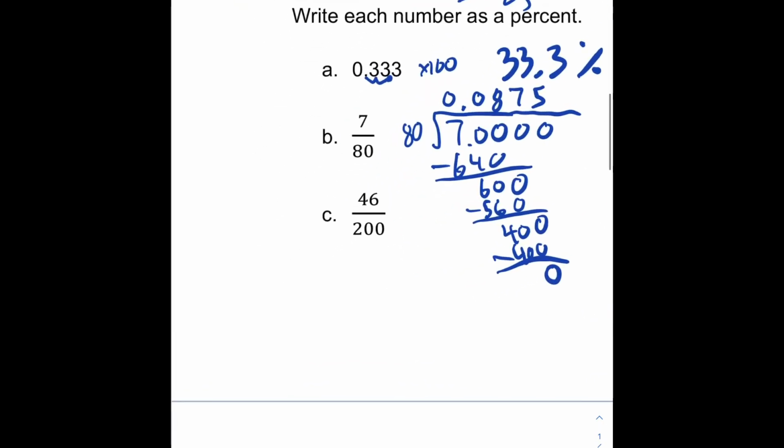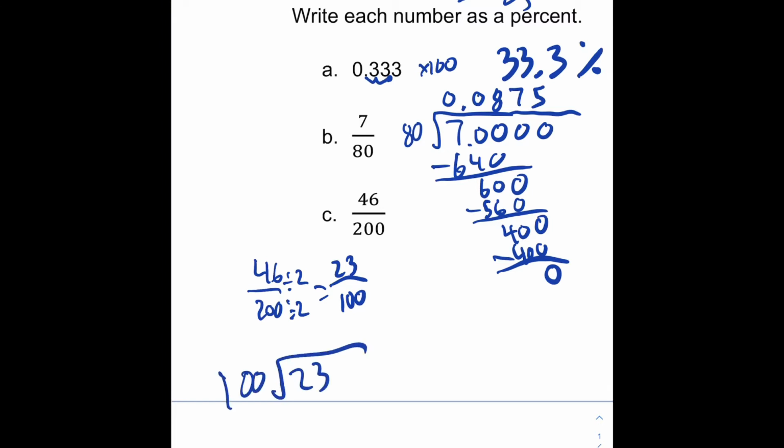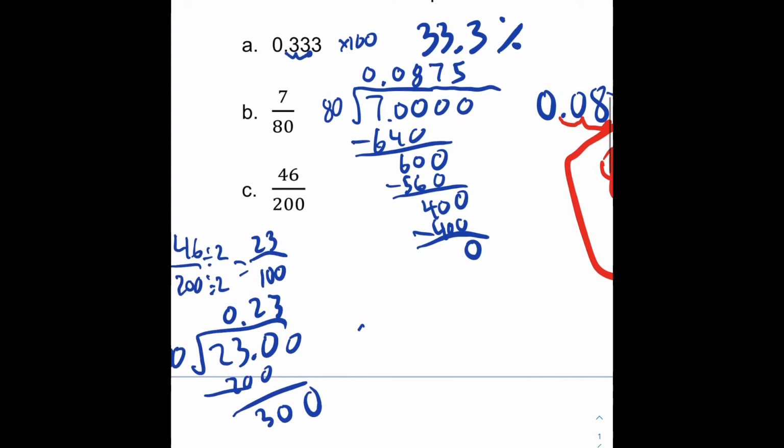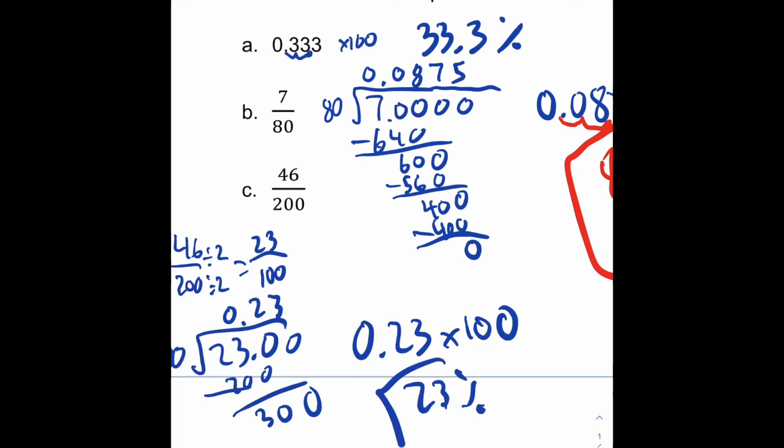Last one, we'll rewrite it over here. 46 over 200. So just to start, I know that I'm going to try to simplify it first so I get smaller numbers. So here I've got 23 over 100. Okay, now I'm going to try to do that just because I think that will be easier. 23 divided by 100. No, it doesn't go in. Add a 0, 2. Here's 200. 3. All right. 0.23, which is 23%.